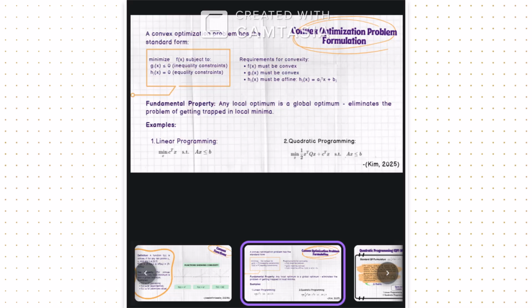Qx plus c transpose x subject to Ax less than or equal to b, Ex equals d, where Q is a positive semi-definite matrix to ensure convexity, c is a vector of coefficients, and A, b, E, d are defined as in linear programming. Now, quadratic programming is commonly used in portfolio optimization, meaning minimizing financial risk, machine learning, such as support vector machines, and control systems.